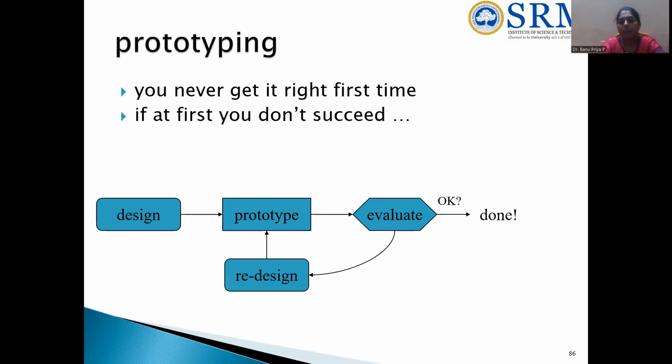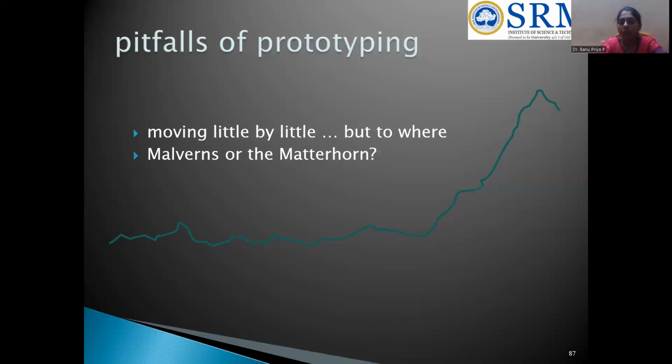Finally, what's prototyping? You design, you prototype, you evaluate. If it is not good, then you redesign and again prototype it. Pitfalls of prototyping.